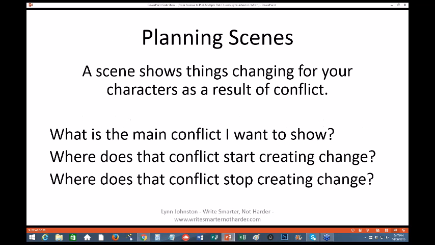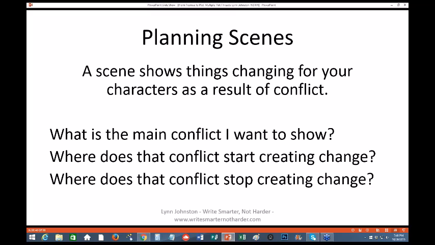And when you're planning scenes, there are a lot of different definitions of scenes and a lot of ways to look at scenes, but I would like to suggest that you start with this one. A scene shows things changing for your characters as a result of conflict. If nothing changes in a scene, you have a boring scene that doesn't move the story forward, because that change is the story moving forward.